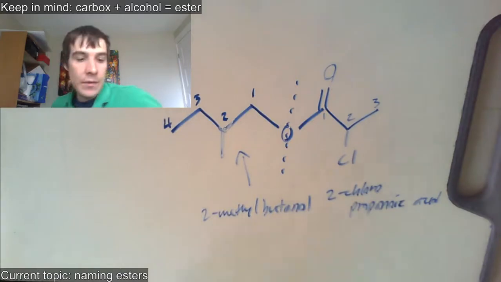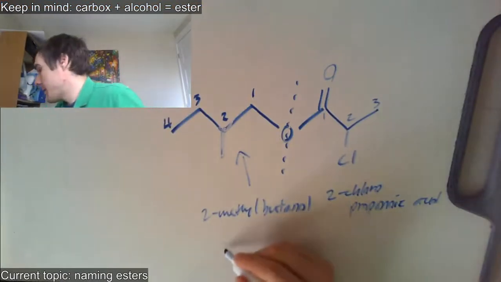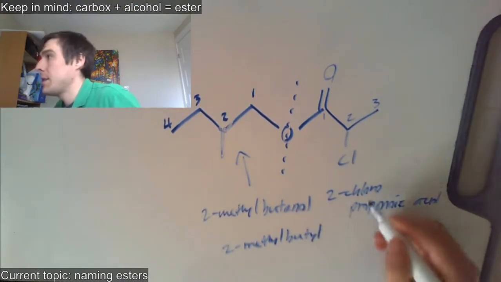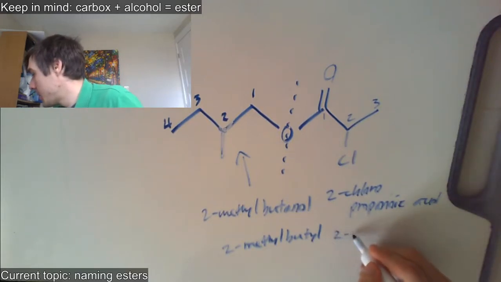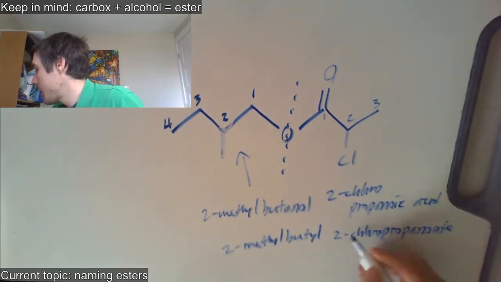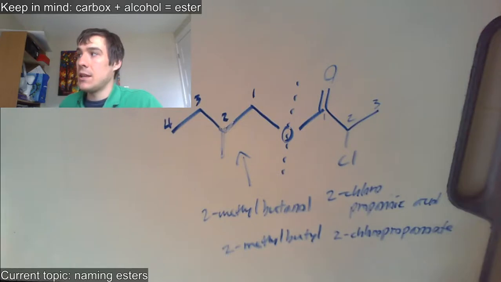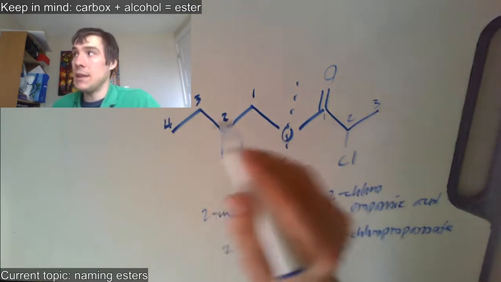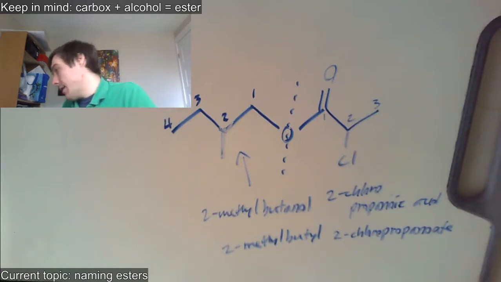The butanol will become 2-methyl butyl. There's a space, and then we write the acid, and we finish it with -ate instead of -oic acid. So 2-methyl butyl 2-chloropropanoate. And the space tells us which side chain is with which one. These both say 2, but this 2 is on this word, which means it's with the alcohol side, and this 2 is with this word, which means it's on the acid side. So that's how we name esters.